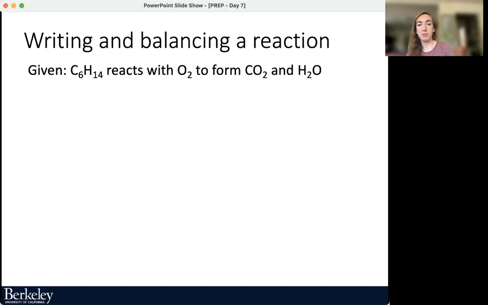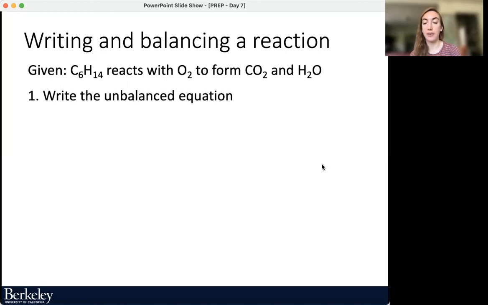So I'm going to give you one more example that I'm going to walk through slowly, and then I'm going to have you guys practice. So here's a reaction. C6H14 reacts with oxygen O2 to form CO2 and H2O. This is a reaction that I've written out in words. And so the first step that we always do is write it out as our chemical equation. So I have C6H14 plus O2 goes to CO2 plus H2O. And I'm leaving spaces in front of them to make room for those stoichiometric coefficients.